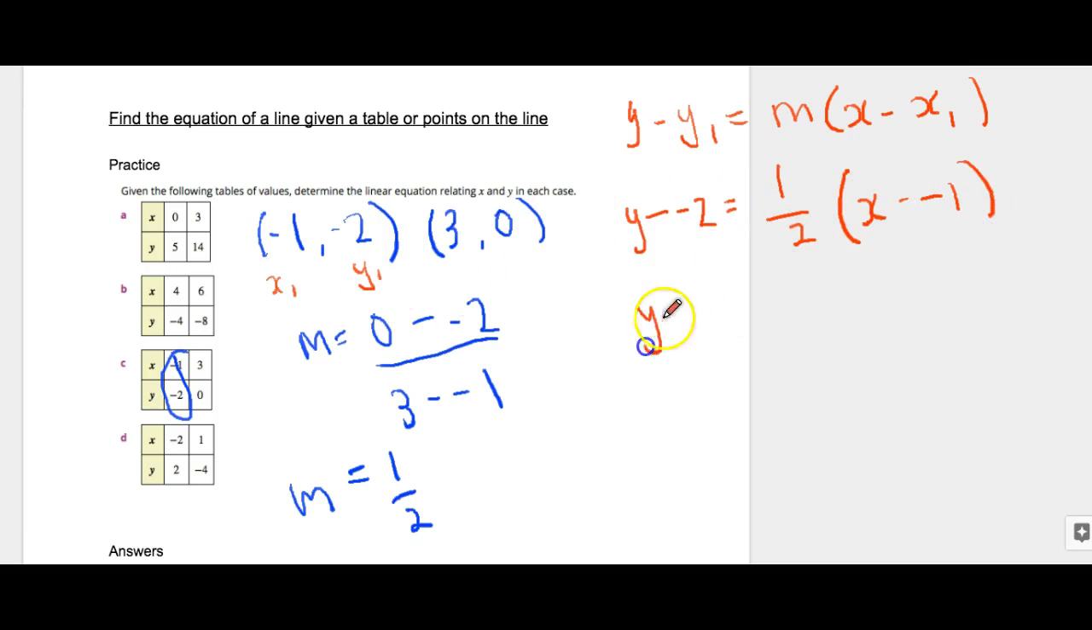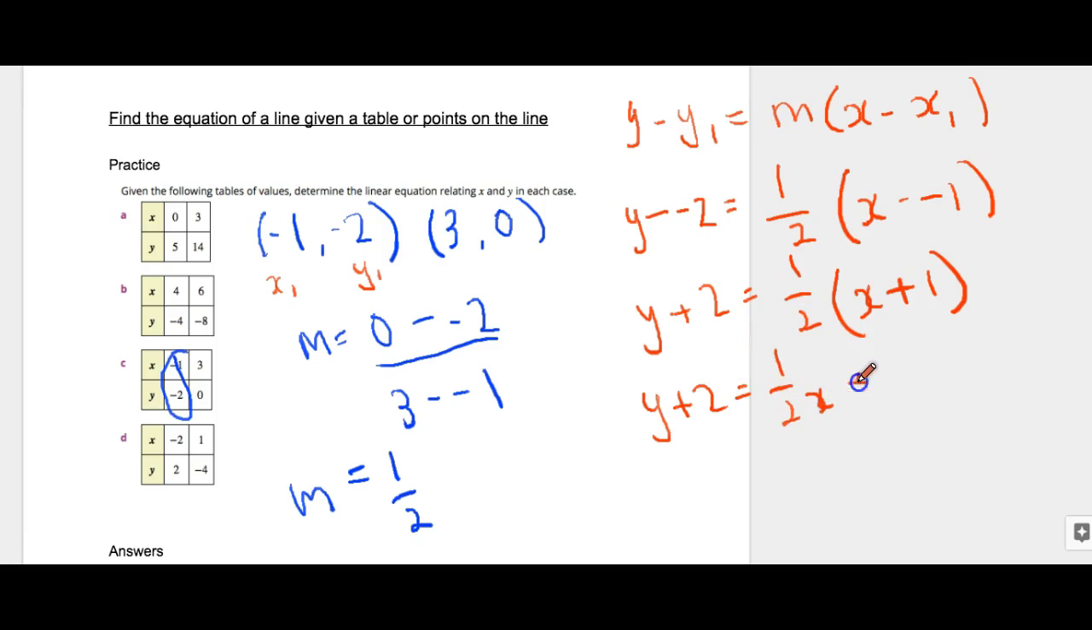So let's just tidy that up because we got some negatives in there. y plus 2 equals a half times x plus 1. Okay, let's expand this over this side. Just leave that 2 there for now. So we have a half x plus a half. And then bring that 2 over by taking it away. So we take it away over here. So we have y equals a half x, plus a half minus 2 is -1.5.